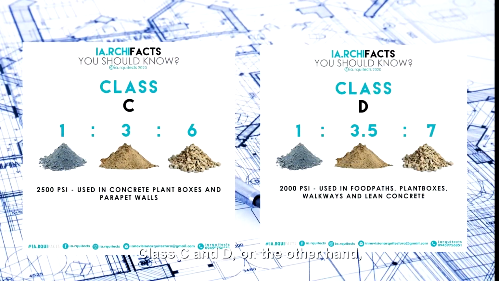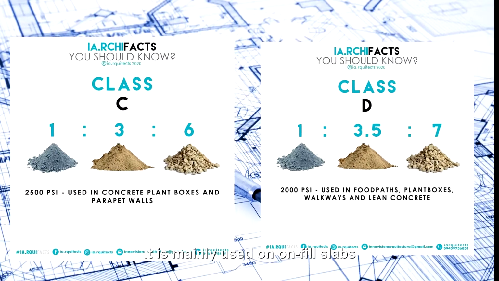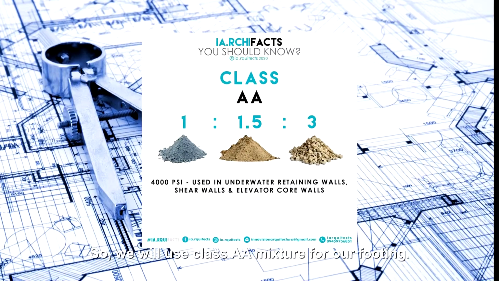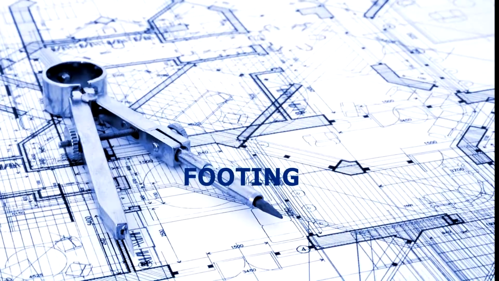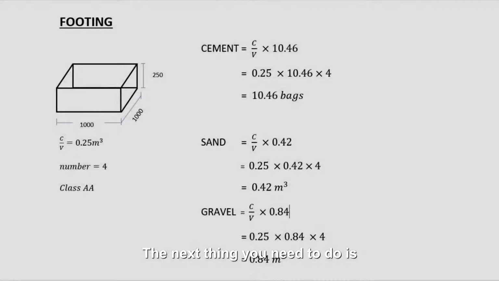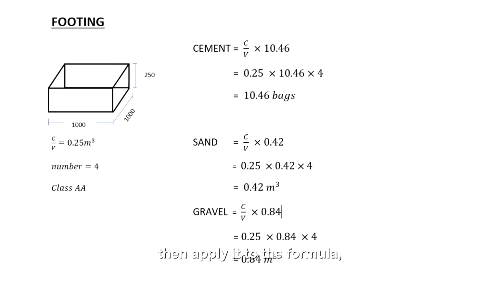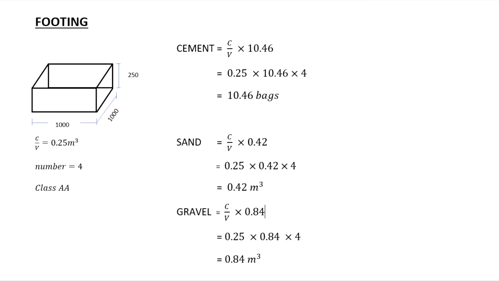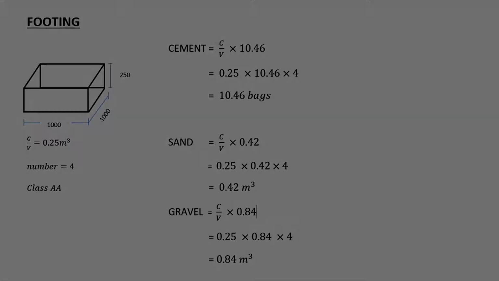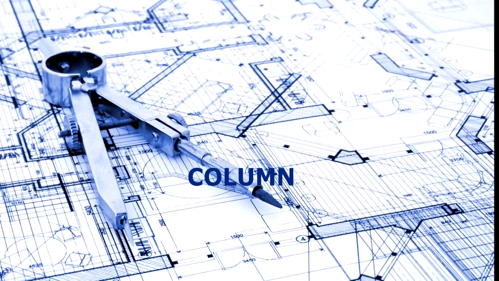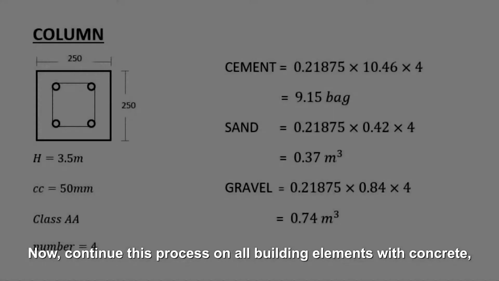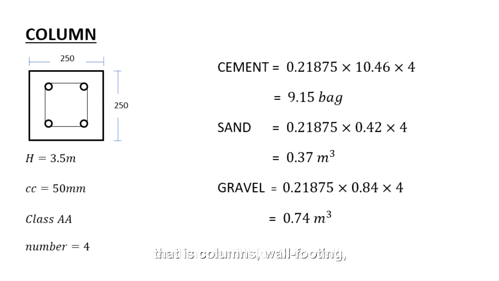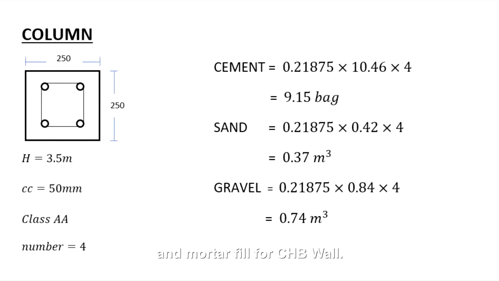Class C and D, on the other hand, are the least among the classes. It is mainly used on unfilled slabs, which only carry their self-weight. So, we will use Class AA mixture for our footing. The next thing you need to do is to get the volume per footing, then apply it to the formula, and we will get the answers as shown. Now, continue this process on all building elements with concrete, that is columns, wall footing, and mortar fill for CHB wall.